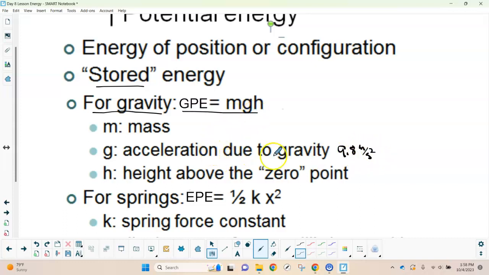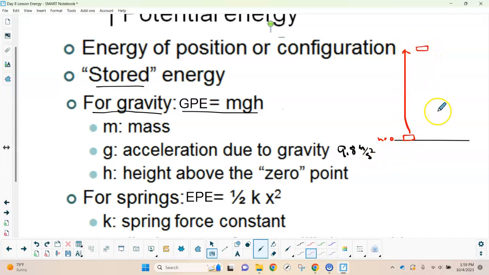And then h is the height above some zero level. So if we had an object like, I don't know, a brick, and it was on the surface, then it wouldn't have any gravitational potential energy because its height would be 0. So if this is height equal to 0, that's the lowest point it's going to get to. So usually we call that lowest point 0.